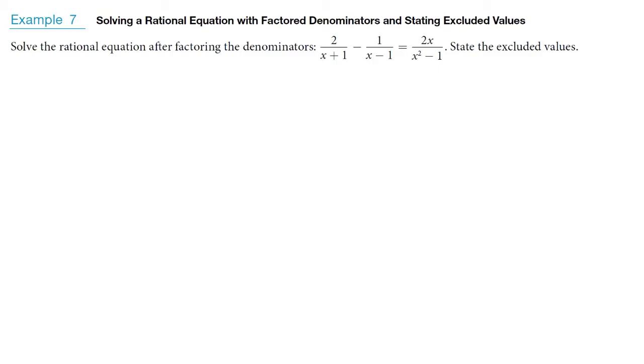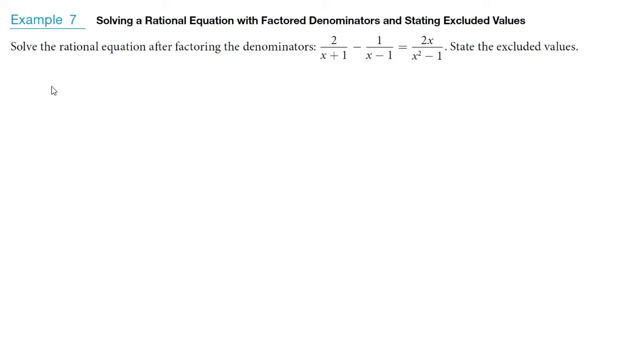In example 7, we want to solve the rational equation after factoring the denominators and state the excluded values. So 2 divided by quantity x plus 1, subtract 1 divided by quantity x minus 1 equals 2x divided by quantity x squared minus 1.